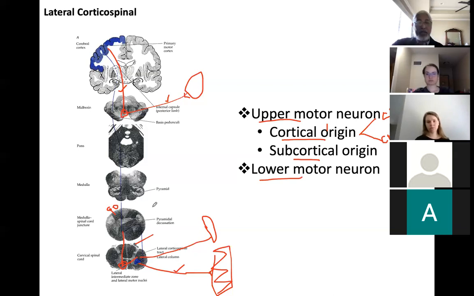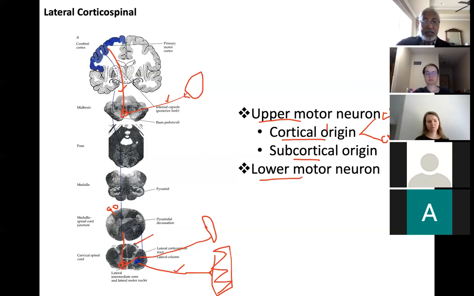And lateral means on the side. Lateral is always on the side. And medial is towards the midline. Lateral is away from the midline. Front is ventral or anterior, back is posterior or dorsal.